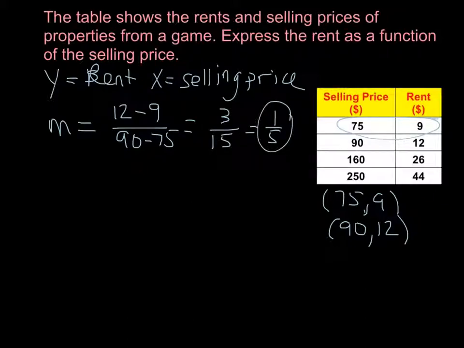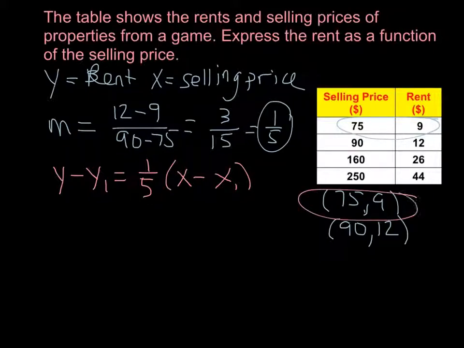There's my slope. Okay, now I can use the same method that we just went over in the last example. I'll use the point-slope form. So y minus y1 equals m, which we know is 1/5, times x minus x1. I'm going to pick any point. I'll use the first point because it's right there. So y minus 9 equals 1/5 times x minus 75.